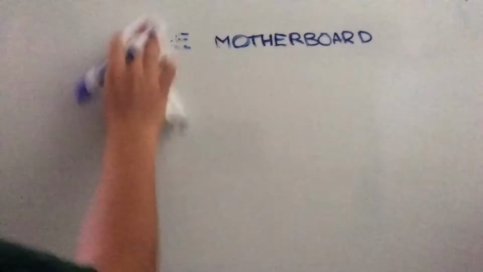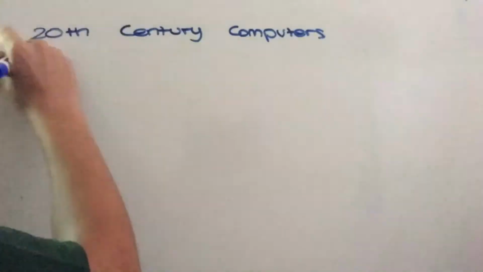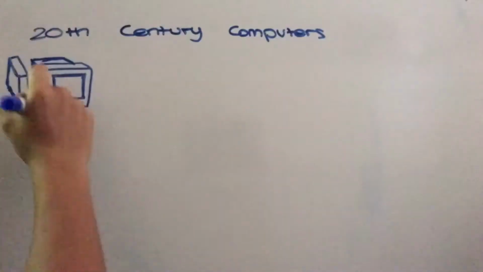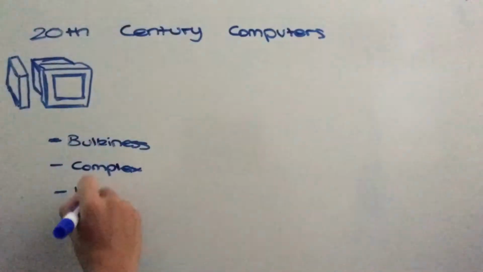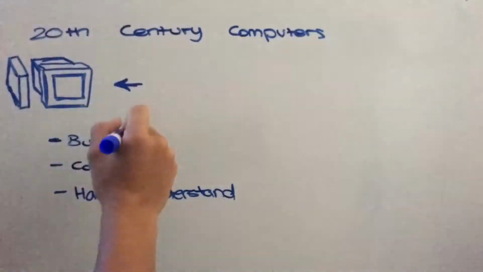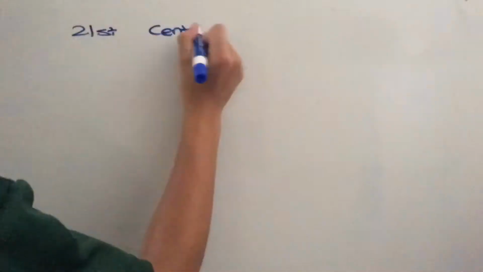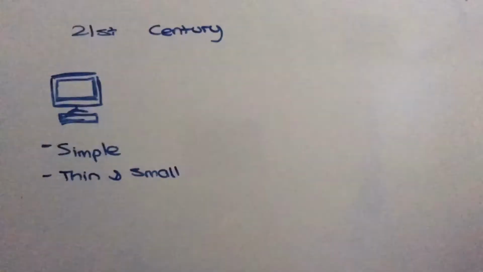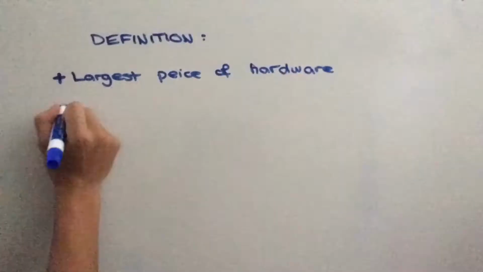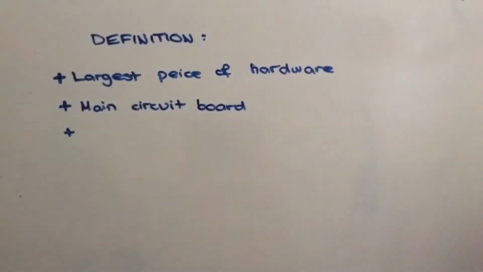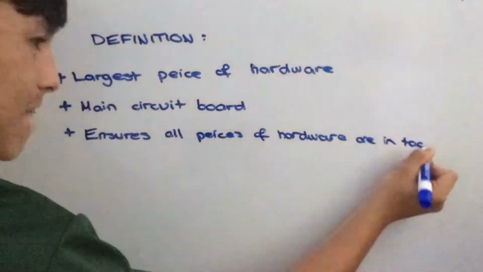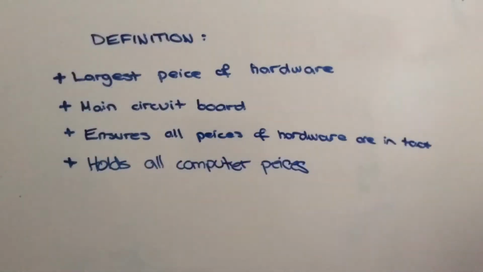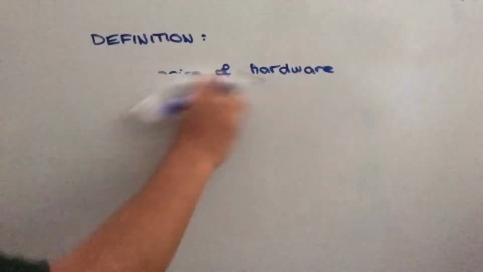The computer has been completely technically enhanced over time, from 20th century computers with bulkiness, complexity, and hard to understand, to new 21st century computers that are slim, simple, and easy to use. So what is the motherboard? The motherboard is basically the main circuit of the PC or computer. It is the largest piece of hardware, ensures that all hardware is functioning well, and holds all the computer pieces.